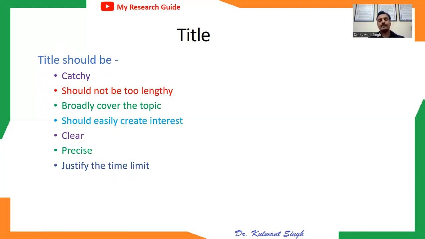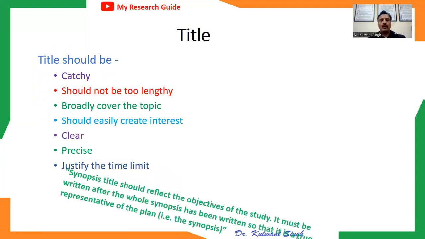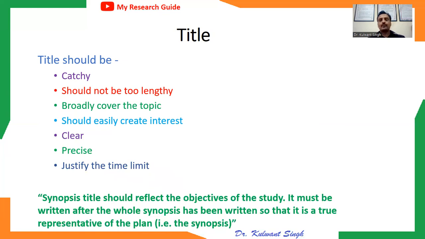Because in any research project, there are some time limits. So we have to plan in such a way that we can complete all the tasks relevant to the project within the particular time frame. So synopsis titles should reflect the objective of our study. It must be written after the whole synopsis has been written, so that it is a true representative of your plan.